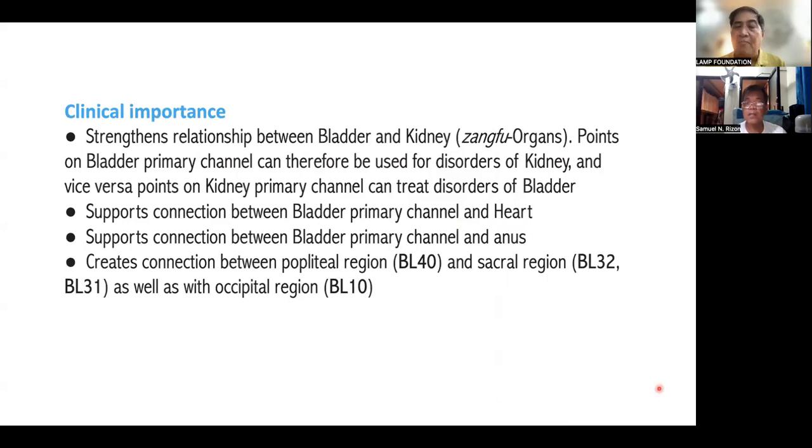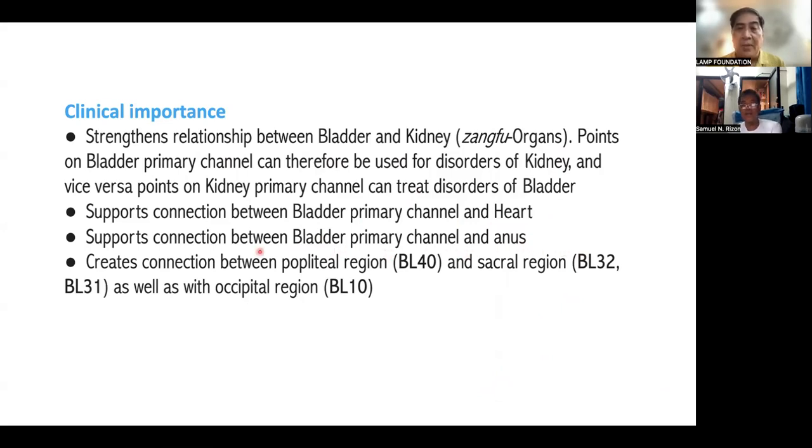So what is the clinical importance of knowing the bladder divergent channel? Strengthens the relationship between the bladder and kidney. So points on the bladder primary channel can be used for disorders of the kidney, and also vice versa, no? Supports connection between bladder primary channel and the heart. Okay, kaya if you have heart issues, you will also have bladder issues. Supports the connection between the bladder primary channel and the anus.